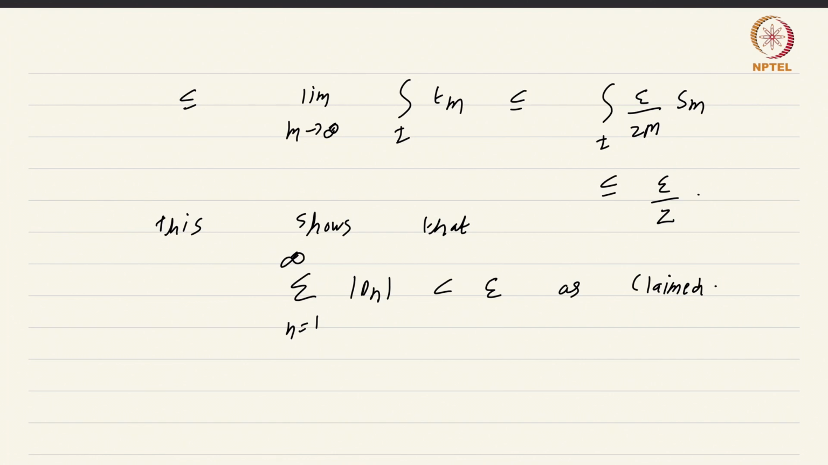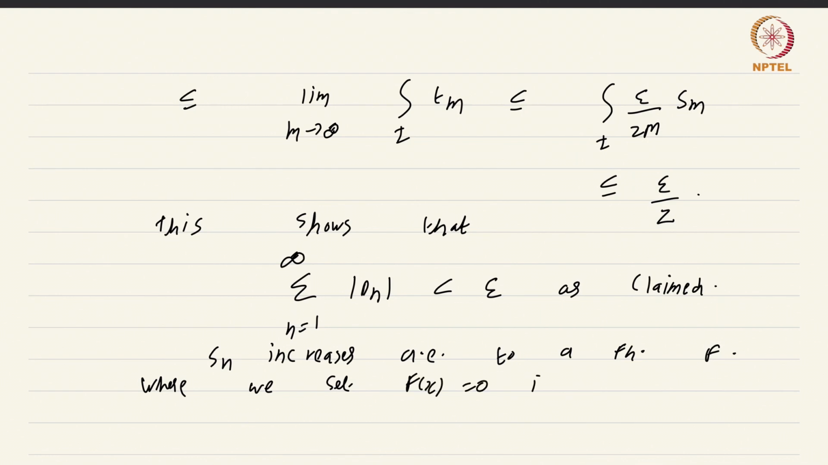So the conclusion is S_n increases almost everywhere to a function f. Of course this function f is not defined everywhere, so we set f of x to be 0 if S_n(x) diverges. We don't get a function f just from the convergence, because at those points where S_n(x) diverges, we don't know what the value of f of x is, so we just set it to be 0 there. At the rest of the points we just take the limit of S_n(x).